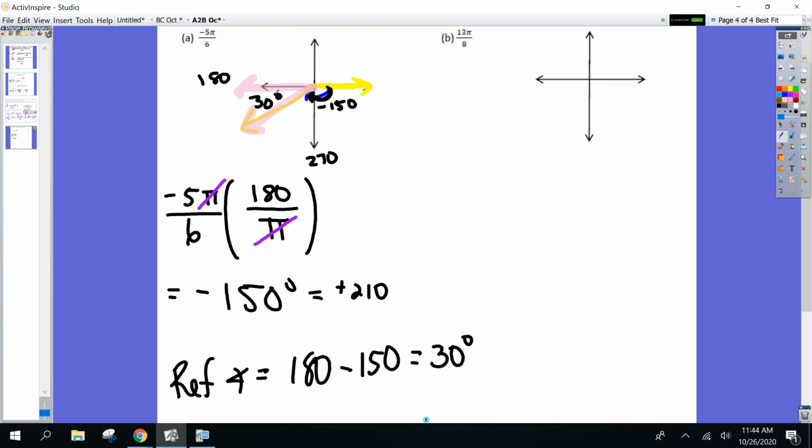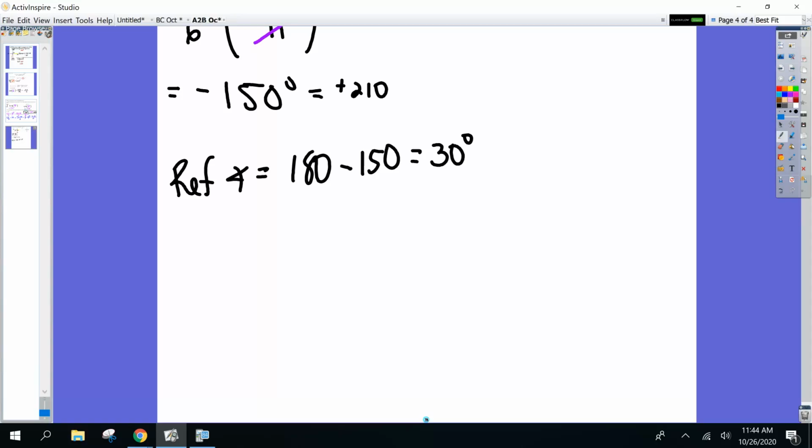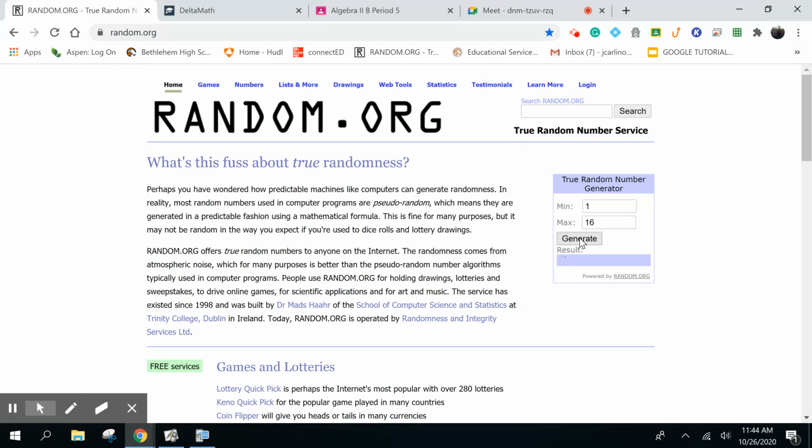But what did the direction say? Leave it in radians. So we got to convert before we end the day here. So let's take 30 degrees. Got to leave it in radians. So what can we multiply by here? Go to your formula sheet. Look where it says degrees now on your formula sheet. What's it say to multiply by?